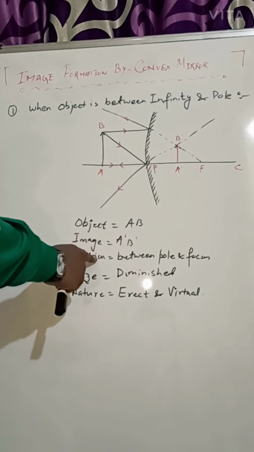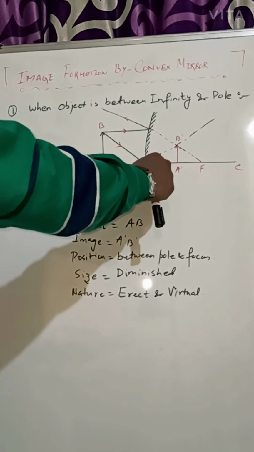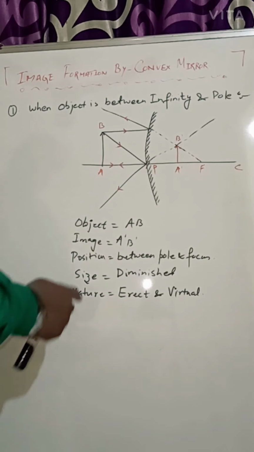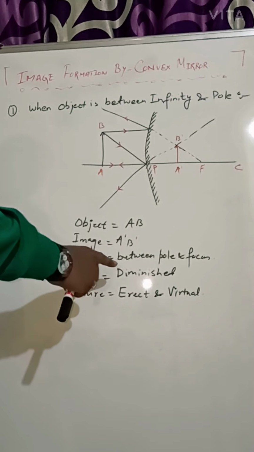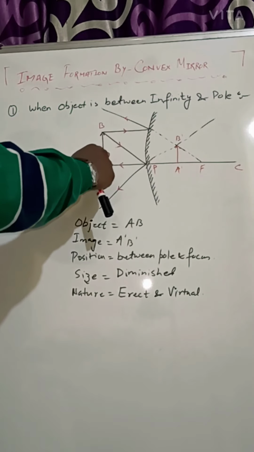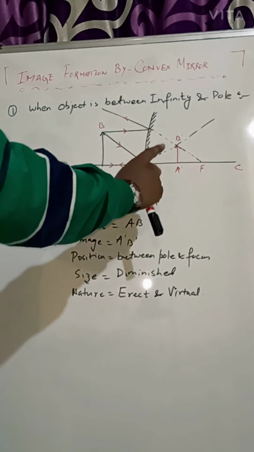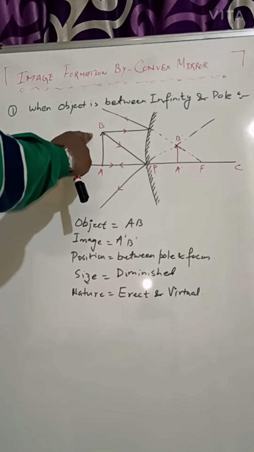The position of this image is between pole and focus. This is the pole, this is the focus. So the image is formed between these two points, pole and focus. The size of the image is diminished, smaller than the size of the object. You can also see from this video that the height of A dash B dash is smaller than AB.